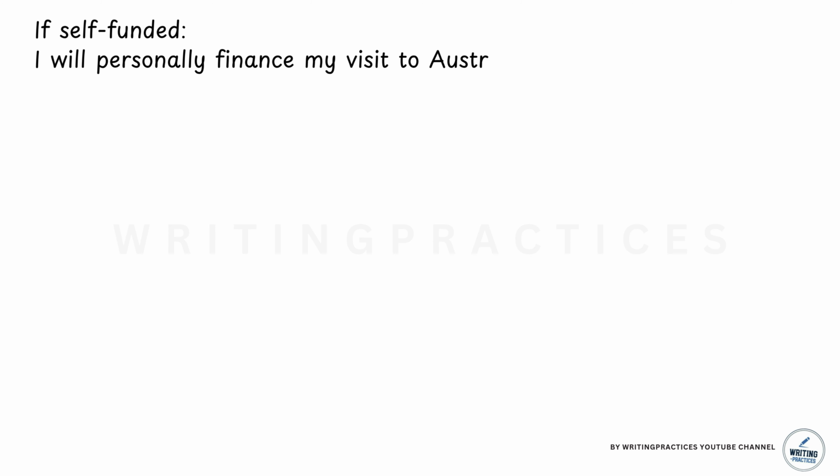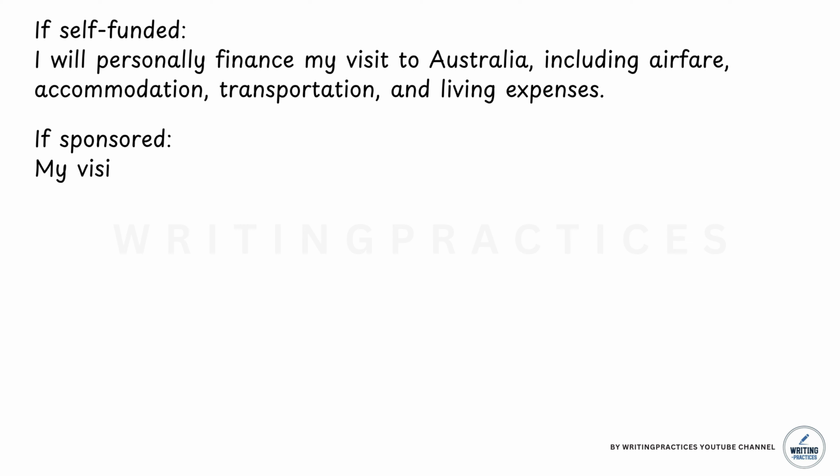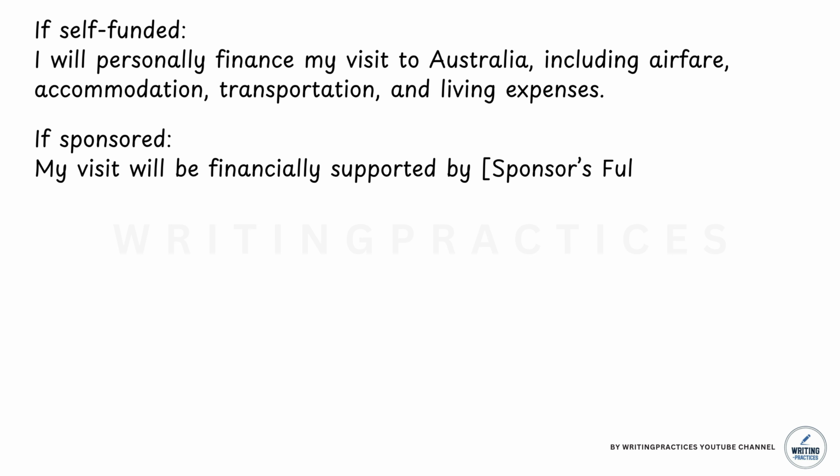Eighth paragraph, source of funding. Choose the statement that matches your situation. If self-funded. Example, I will personally finance my visit to Australia, including airfare, accommodation, transportation, and living expenses. This shows that you are financially capable of supporting your trip. It helps confirm that your travel plans are financially realistic. Provide recent bank statements as evidence.